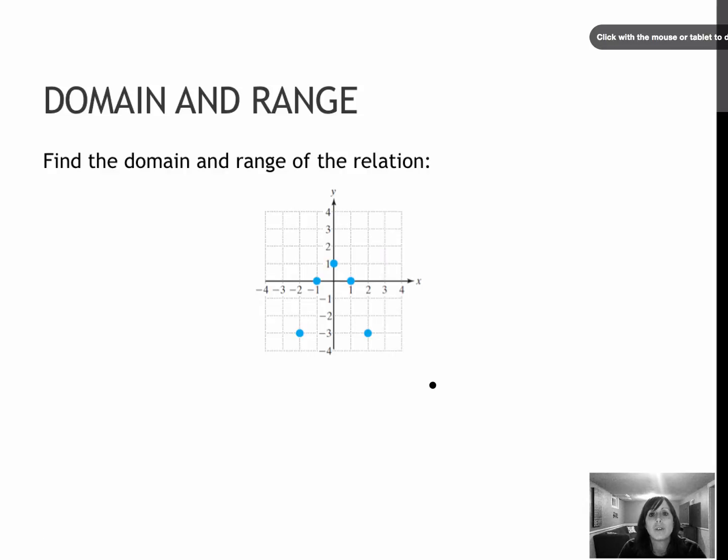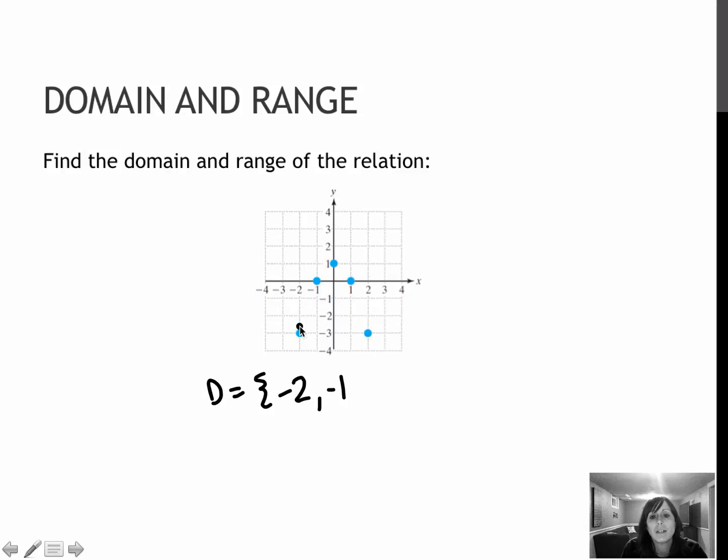The domain and range of this, again, we're looking at the values of our ordered pair. So the domain would be -2, -1, because there's a value at -1 on the x, 0, because there's a value at 0 on the x, 1, because there's a value at 1 on the x, and 2, because there's a value at 2 on the x.